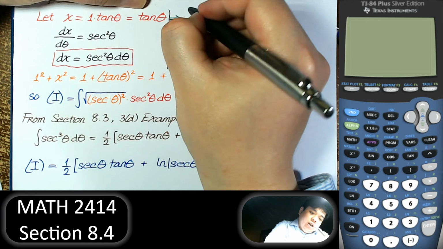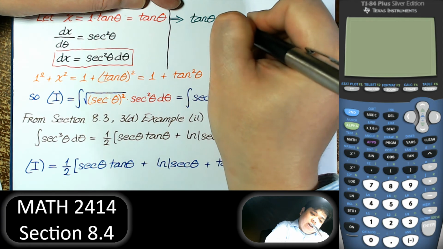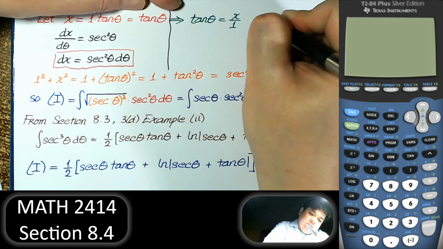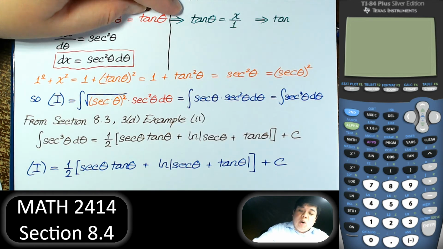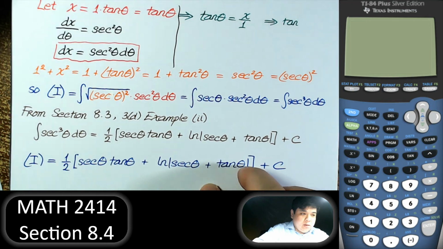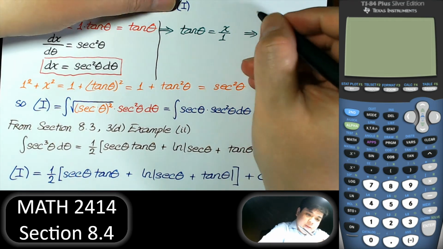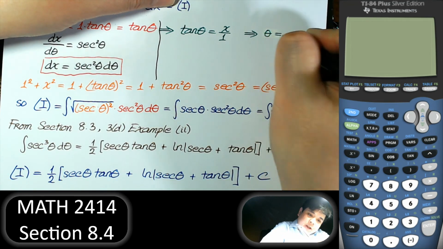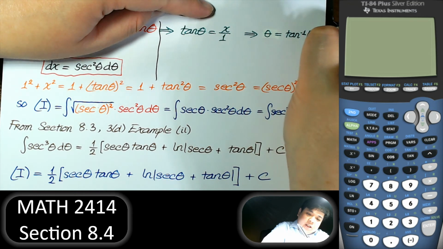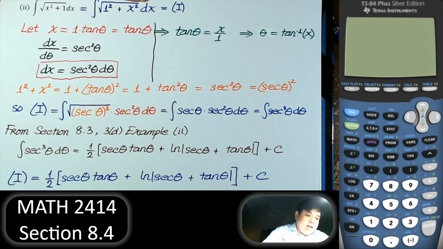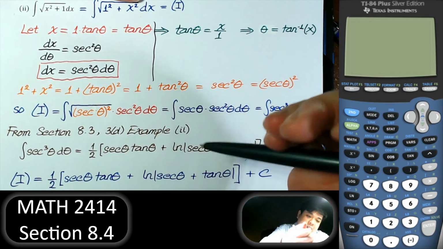Tangent is equal to x, so we can say tangent equals x over 1. But if we want theta, it will be tangent inverse of x, right? So x equals tangent, so theta equals tangent inverse of x. Now we just need to find secant.